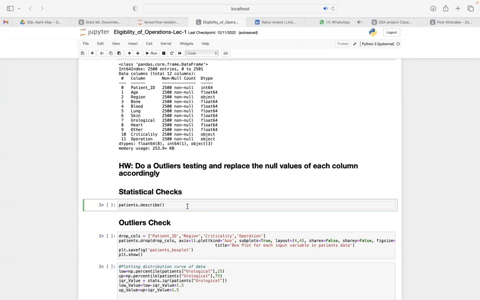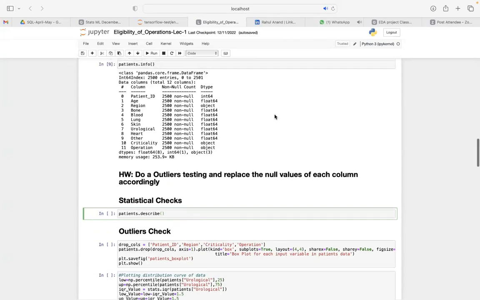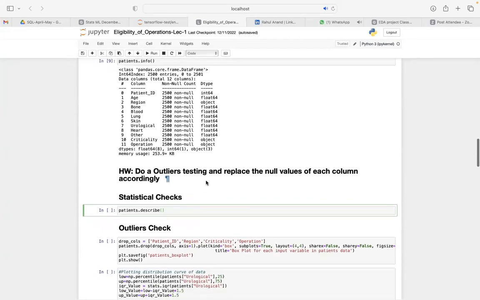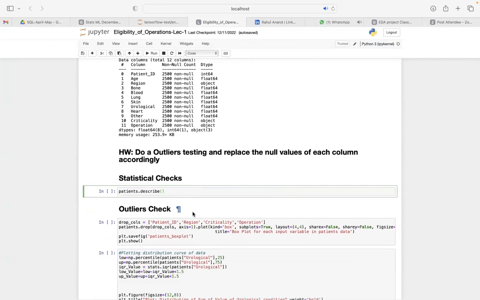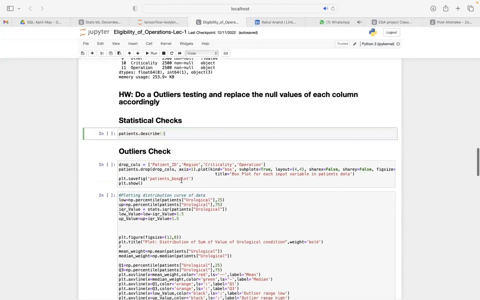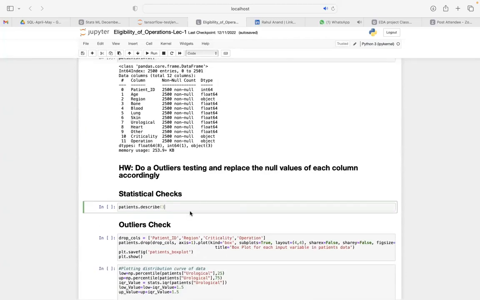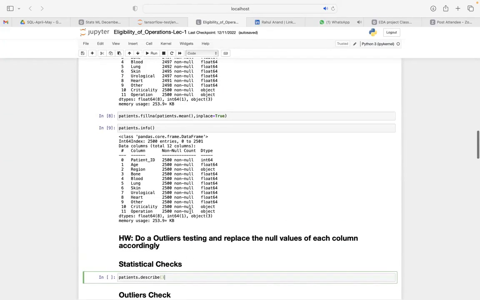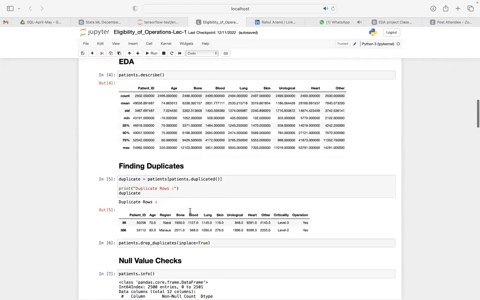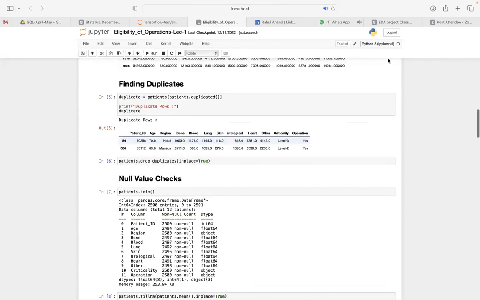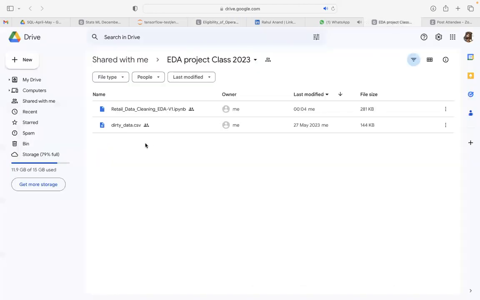So your homework is to do outliers testing. I have added a piece of code like that, just below. You can do it now. Obviously, what I haven't done is do it for each and every column. Even that piece of code is there in this particular file, and you can get it from there.